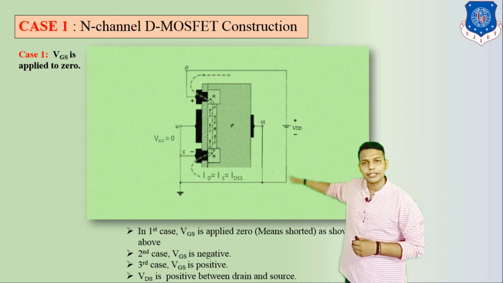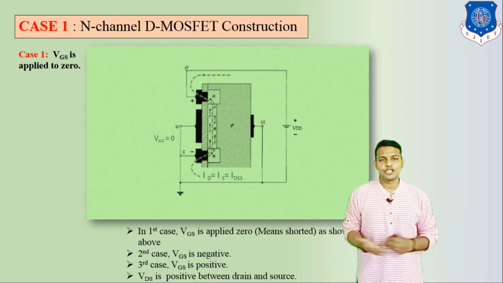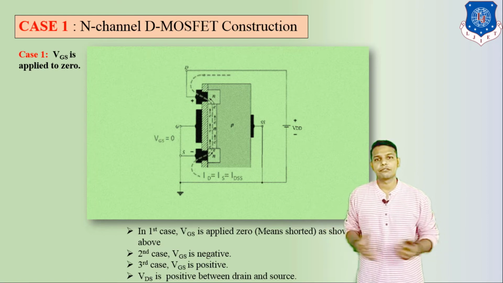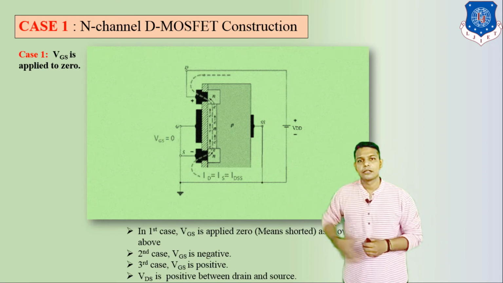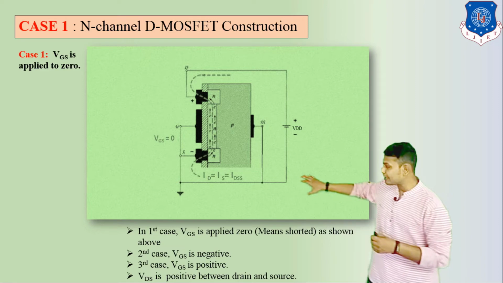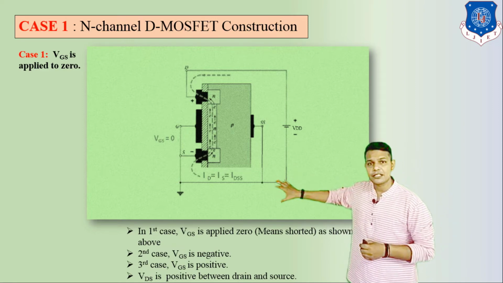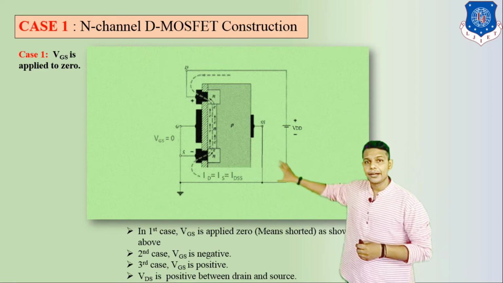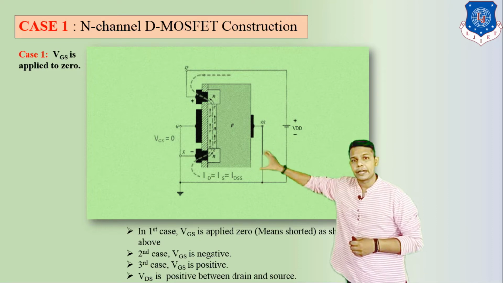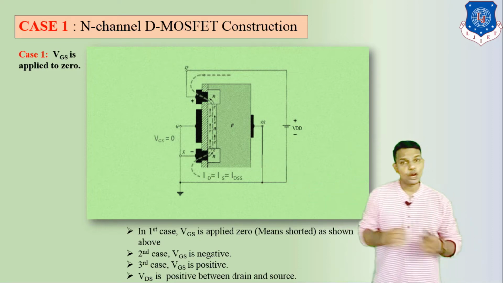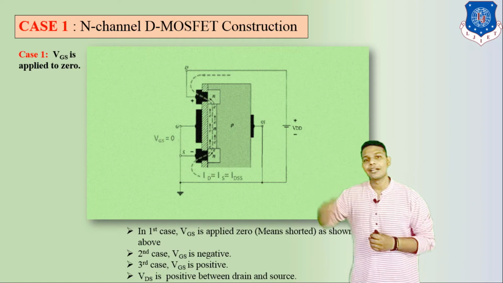So if we shorted these 2 terminals, that means VGS is equal to 0. No voltage will apply at this terminal. So if there is no voltage, that means no field is generated at this gate terminal. So there is no obstacle for the flow of electrons.